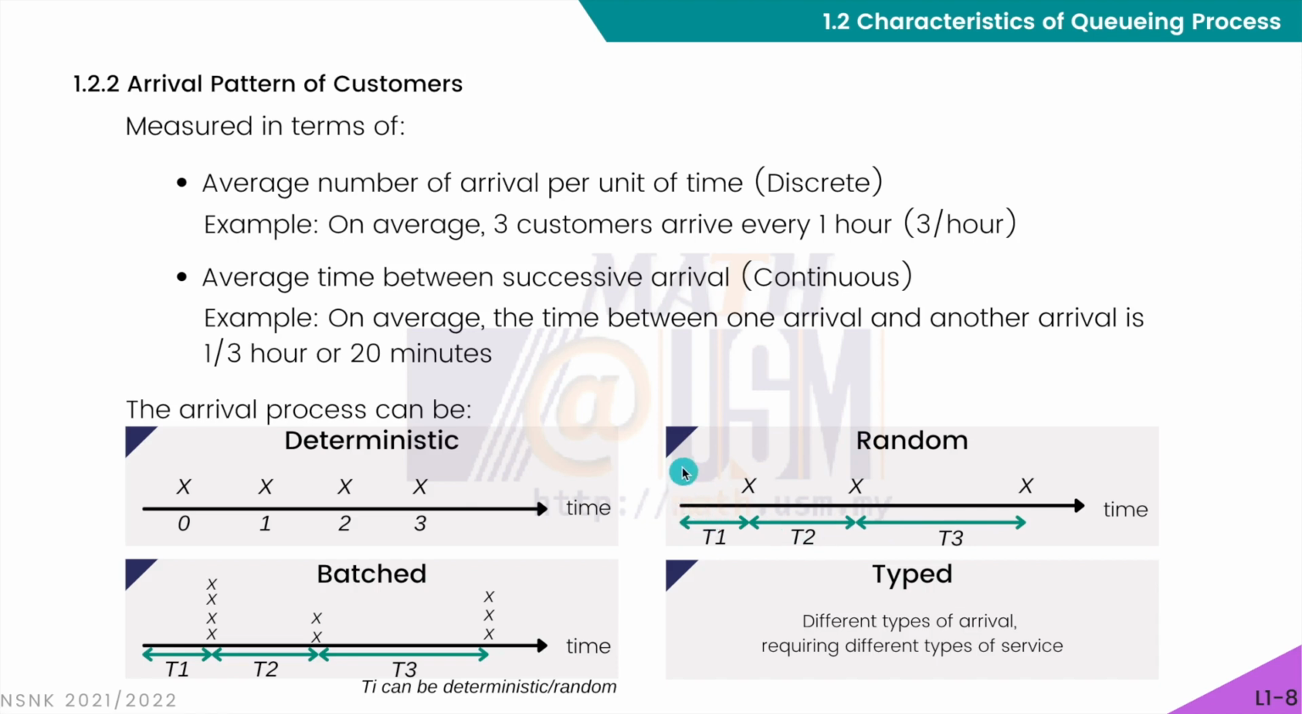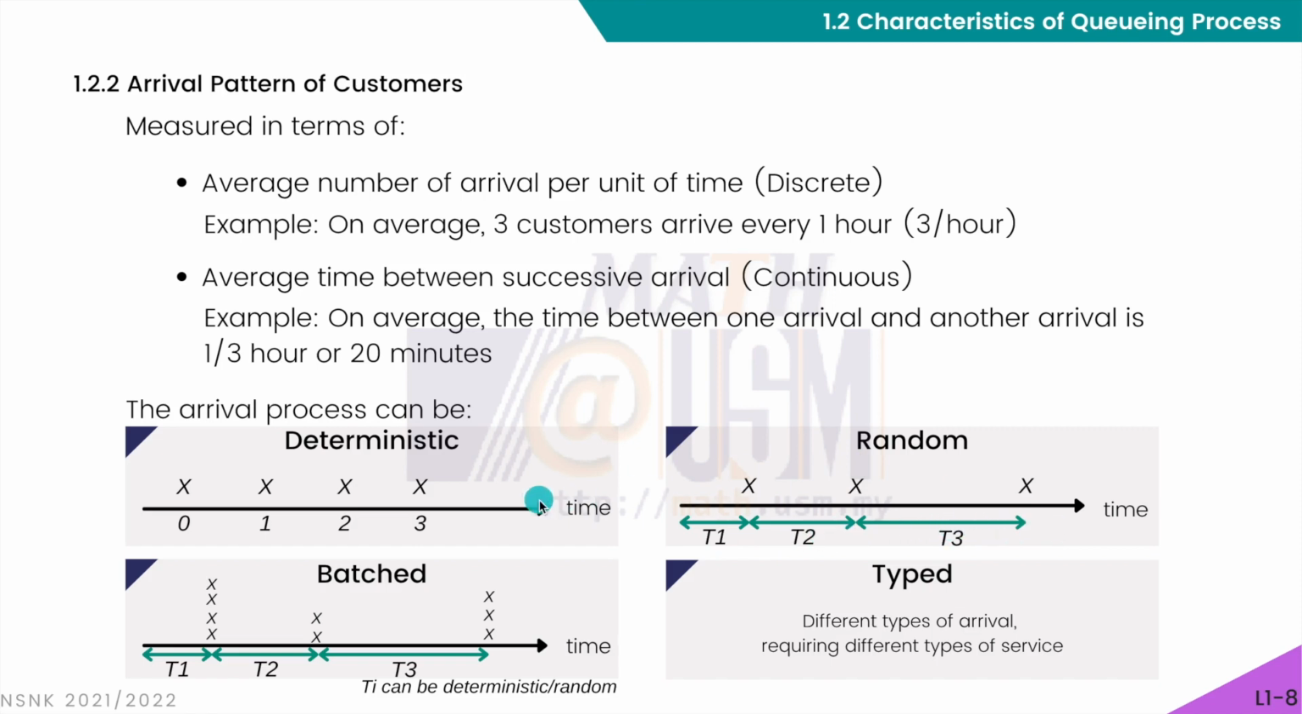Okay, so from 0 arrival, you don't have any customer up until your first arrival. Okay, the time between this arrival is T1. Okay, the time between first arrival and second arrival is T2, and so on.